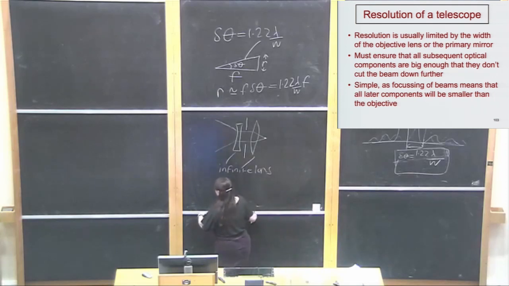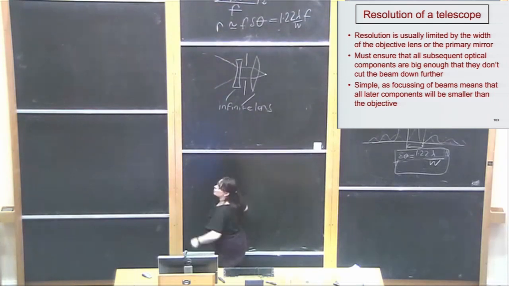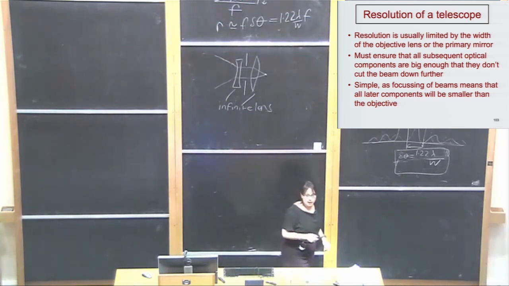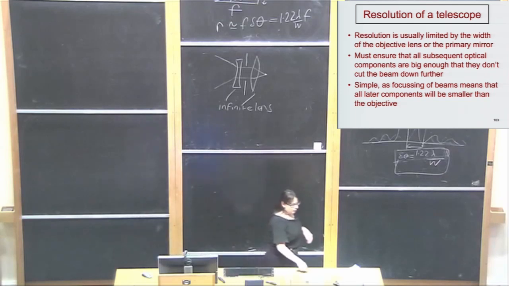So I want to think about that a little bit more. Note the brown, things you should know, but it's not strictly examinable. And we're going to talk about the resolution of a telescope. Okay, so how does a telescope work?